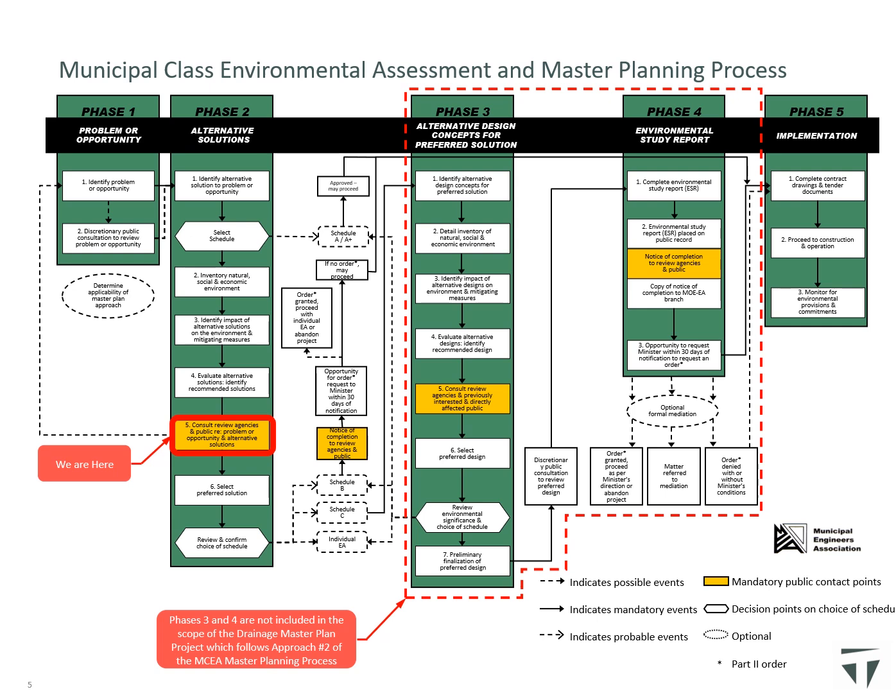At the conclusion of this study, all Schedule A, A+, and B projects will be able to proceed to implementation, while any Schedule C projects would still be required to fulfill the requirements of Phases 3 and 4 of the Municipal Class EA process. This Drainage Master Plan is approaching the end of Phase 2, and this Public Information Center forms the public consultation identified at the end of Phase 2.